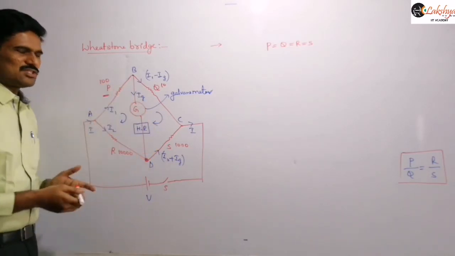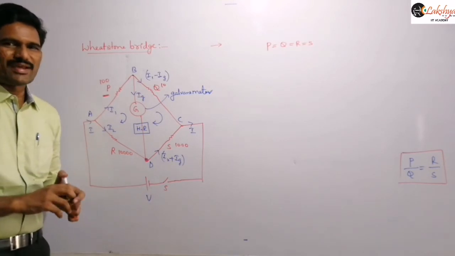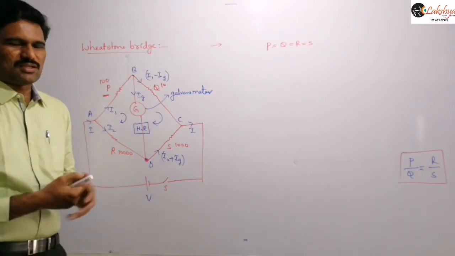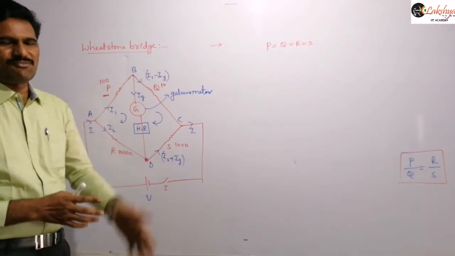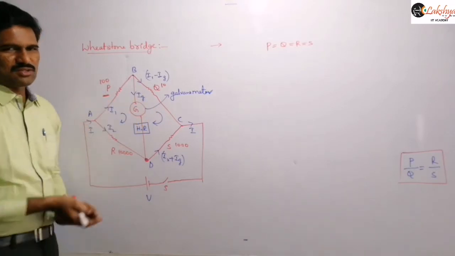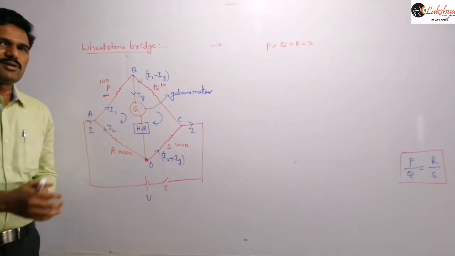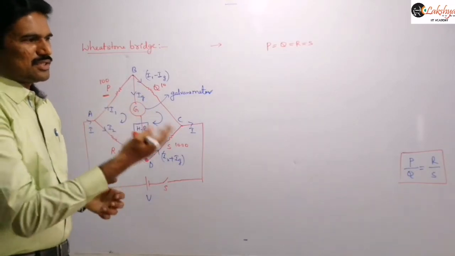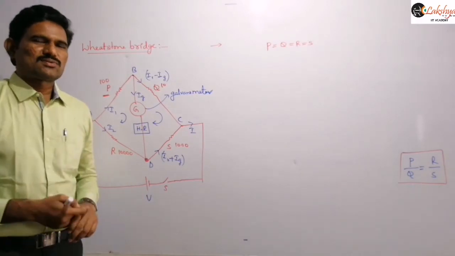Now, if you are finding either the P value or the Q value by using such an arrangement, then it doesn't give the more accurate value. Some error will be there. Generally in measurement of any value, error will be there. So that error will be more if all the resistors are different. If all of them are the same, then you can calculate those values more accurately.